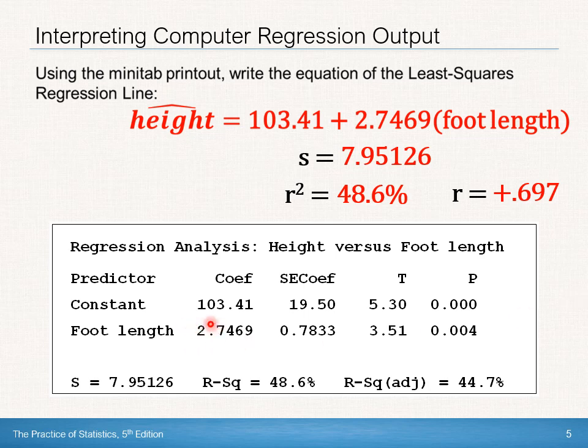We just look for the sign on the slope, right? The slope is positive, therefore the correlation has got to be positive. So just look at your slope, your 2.7469, that is positive, therefore our correlation coefficient r is positive as well.